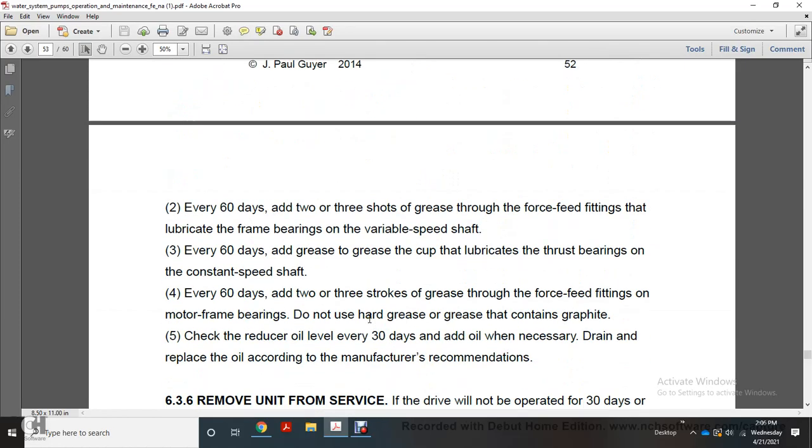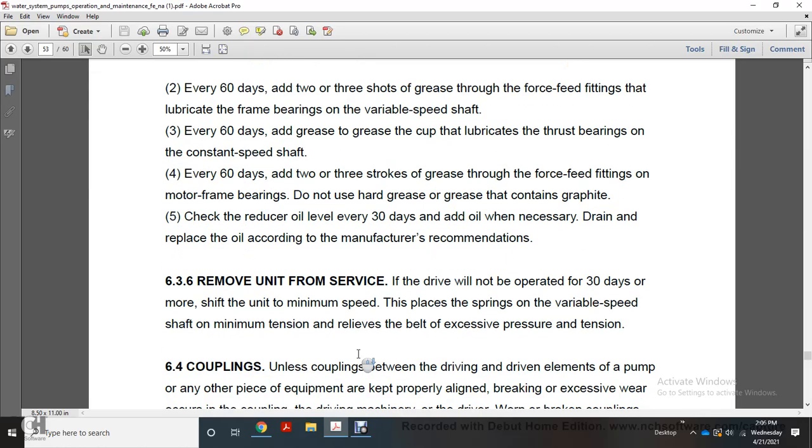Every 60 days, give 2 or 3 shots of grease through the force feed fitting for lubricating the frame bearing of the variable speed shaft. Every 60 days, add grease to the grease cup lubricating the thrust bearings on the constant speed shaft. Every 60 days, add 2 to 3 strokes of grease through the force feed fittings of the motor frame bearings. Do not use hard grease or grease that contains graphite. Check the reducer oil level every 3 days. Add oil as necessary, and drain and replace the oil according to the manufacturer's recommendation.